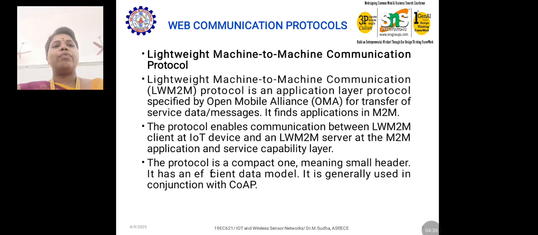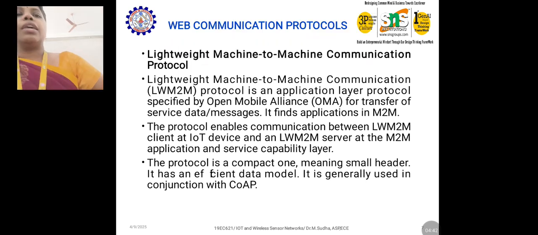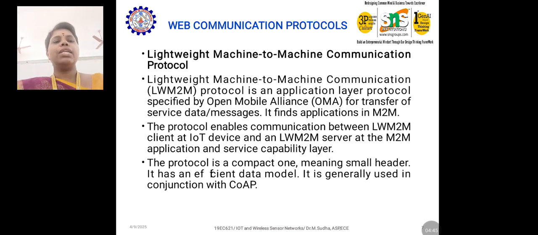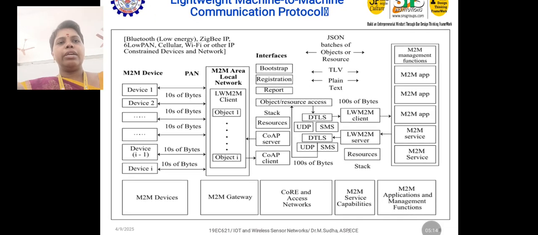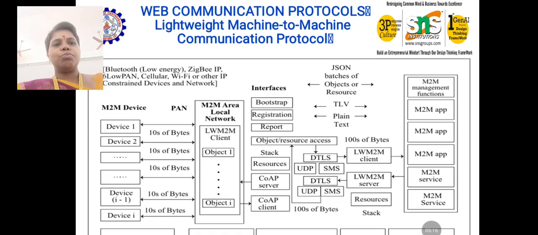Coming to the lightweight machine to machine communication protocol, it comes under the unconstrained environment. This protocol is an application layer protocol specified by the Open Mobile Alliance for transfer of service data messages. It finds applications in M2M. The protocol enables communication between a client at the IoT device and a server at the M2M application and service capability layers. The protocol is a compact one, meaning it has a small header. It has a client data model. It is generally used in conjunction with CoAP. So this is the unconstrained environment communication protocol.